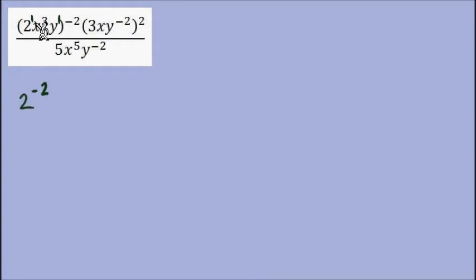I'll have 2 to the power of negative 2. This x will now have an exponent of negative 6 as we do the multiplication, and the y will have an exponent of negative 2. And we'll just move right along. Now I have an exponent of positive 2 to work in. This will be 3 to the power of 2. Then we would have x to the power of 2. And this y, exponent of negative 4. Now this is all in the numerator.